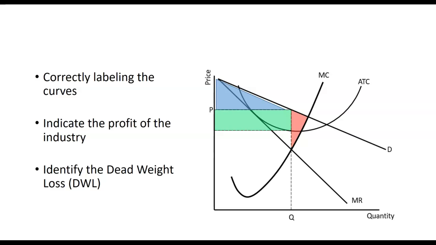The profit is indicated by the green shaded area. It's going to be the price at that quantity compared to the ATC at that quantity, so that's times the total quantity, so that'll be that. The red area is the deadweight loss.